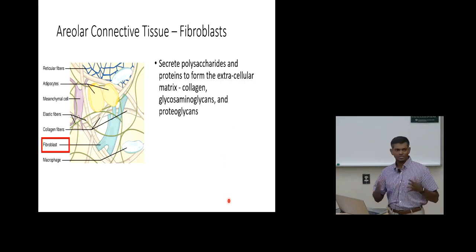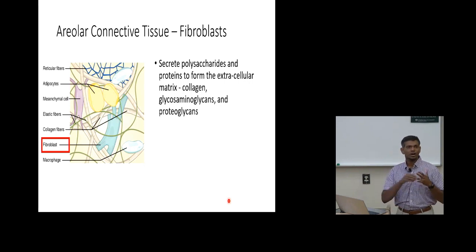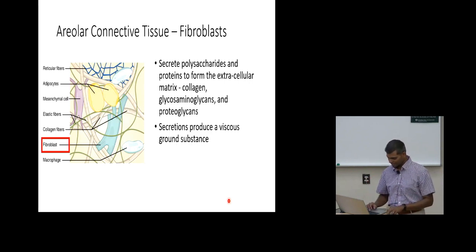And how it makes the matrix is it's going to secrete two types of things. One is polysaccharides, and the other one is it's going to secrete proteins as well. So the collagen protein which is secreted, the elastic fibers, all of that is made by the fibroblast cells. And what is being secreted is going to interact with water to form this viscous ground substance.